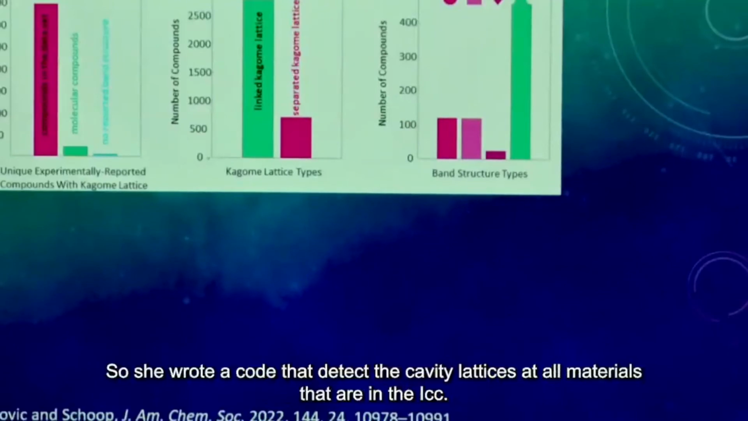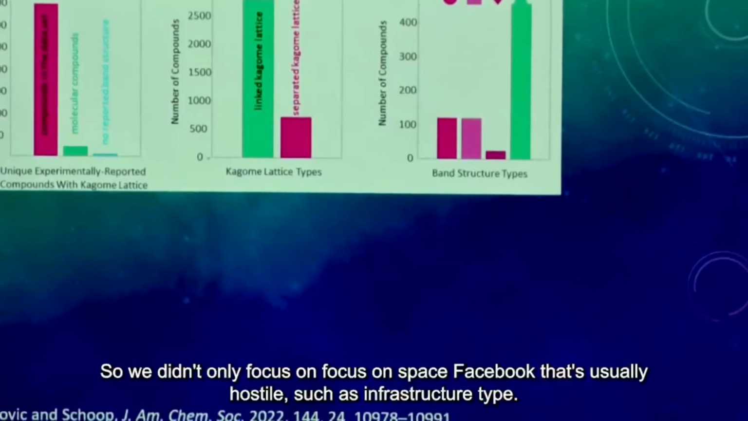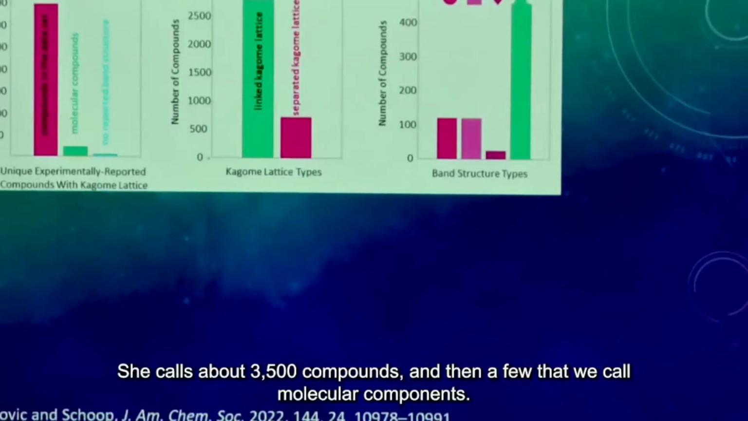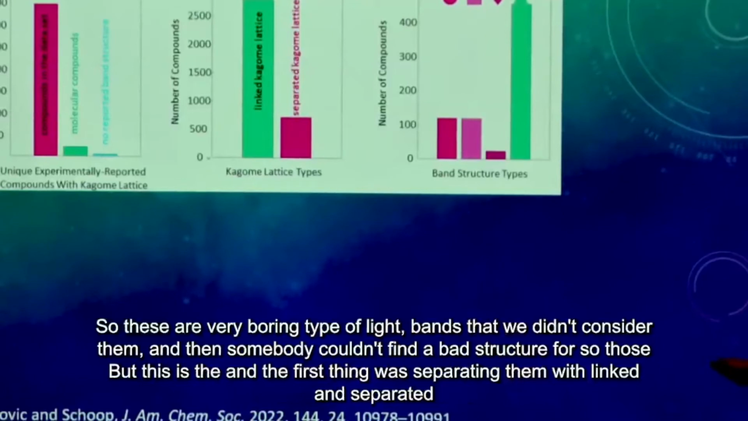So Milena actually did a complete search. She wrote a code that detected carbonate lattices in all materials that are in the ICSD. So we didn't only focus on space groups that usually host those, or certain structure types. We really went for everything. If you look at how many carbonate compounds there are, she found about 3,500 compounds, and then a few that we called molecular compounds. These are very boring flat bands that we didn't consider, and then some where we couldn't find a band structure. So those were tossed out of the data set, but this is the big data set.